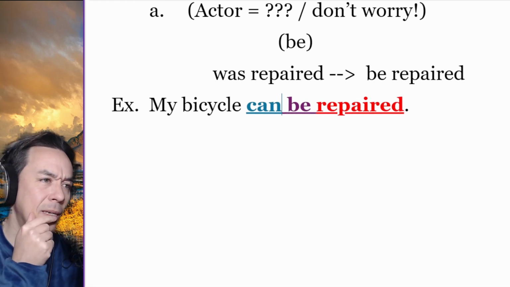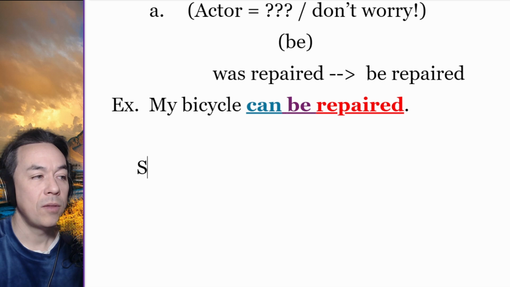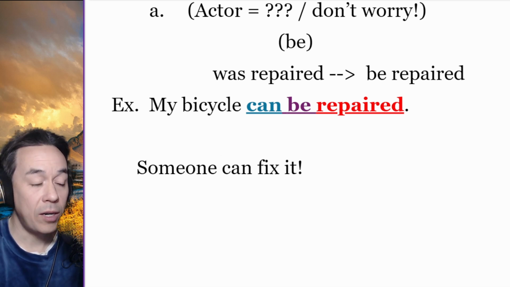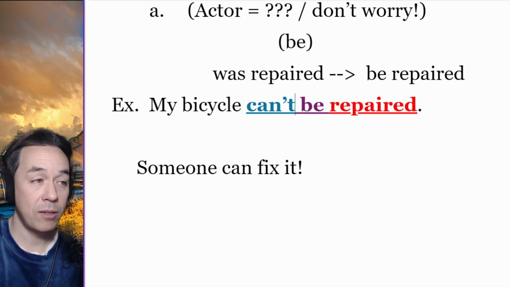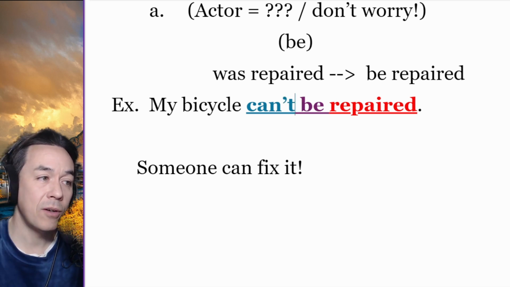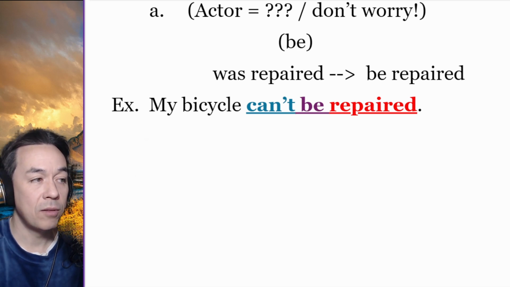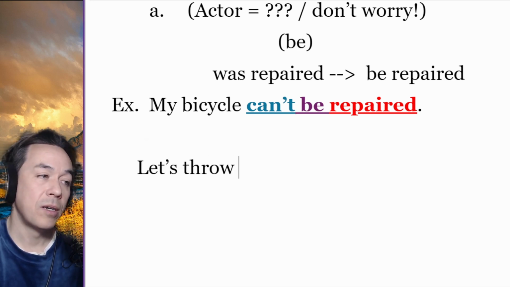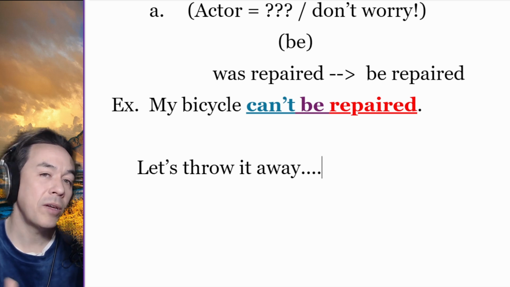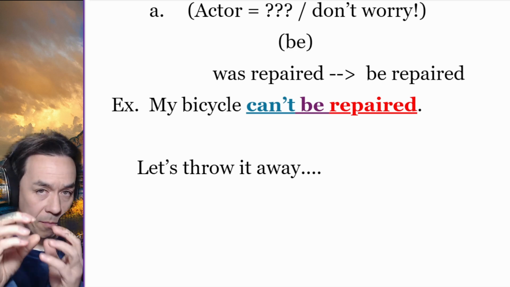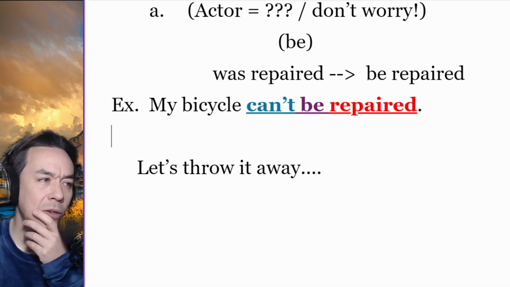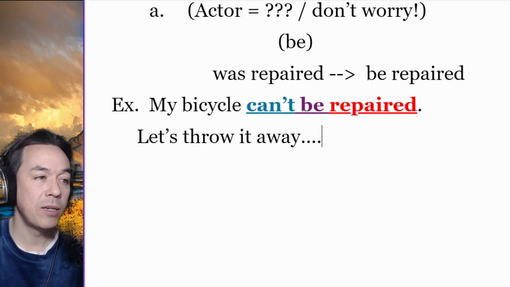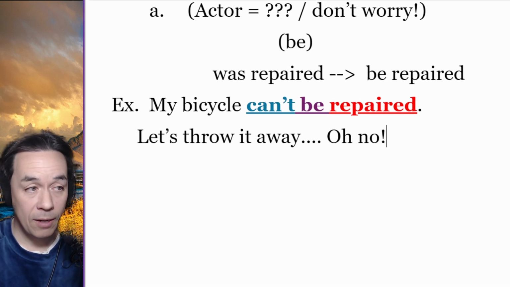Now what this means is, yes, someone can fix it, right? Yes, you can. Oh, good. Let's say, what about can't be repaired? Oh no, this means, I don't know, throw it away, right? So yeah, we're really making new ideas from just building these sentences piece by piece to try to understand what we are communicating. Can't be repaired, let's throw it away, or oh no, that's too bad.